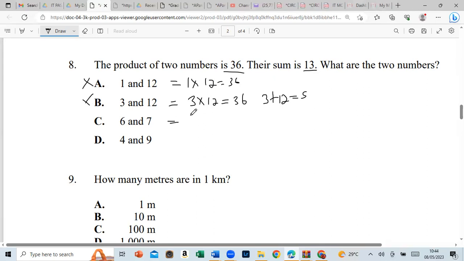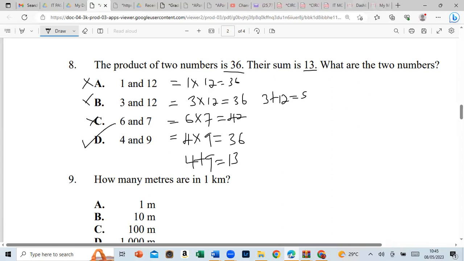Alright, so now we have 6 times 7 is 42. So we can't use this, because we don't even have to add, it is not 36. Let's see the last option. It's 4 times 9. That is indeed 36. And when we add 4 plus 9, we get 13. So yeah, the last one fits the criteria. So that's B.